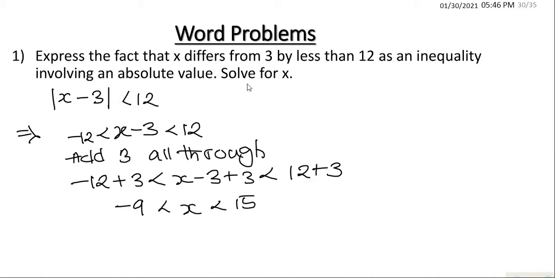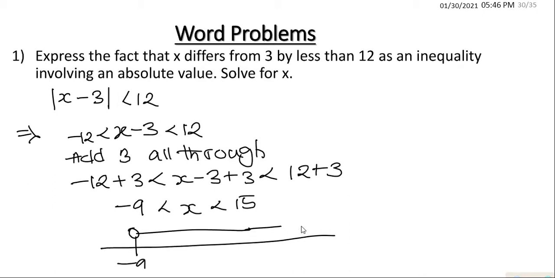And let us check if what we have is true. So x differs from 3 by less than 12. Okay, so minus 9 minus 3 is minus 12, and by less than 12 again. So 15 minus 3, we have 12. So it actually works, and this can be given on a number line as minus 9 to 15. Okay, and this is the x-axis. So that solves the problem, guys.